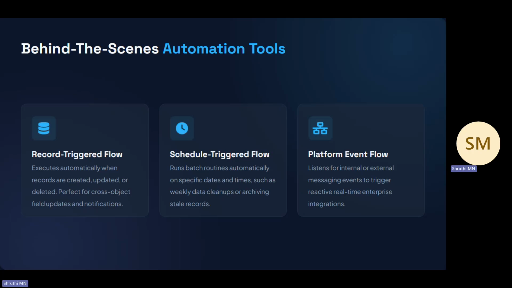Now let's put everything together. This is the cheat sheet I want you to remember. Guided user input: screen flow. Manual action without screens: auto-launched flow. Record change: record triggered flow. Time-based automation: schedule triggered flow. Event received: platform event triggered flow. Formal approval: approval process. And here is my favorite question. Whenever someone gives you a Salesforce automation requirement, ask what triggers the process. That question alone can eliminate several incorrect options.